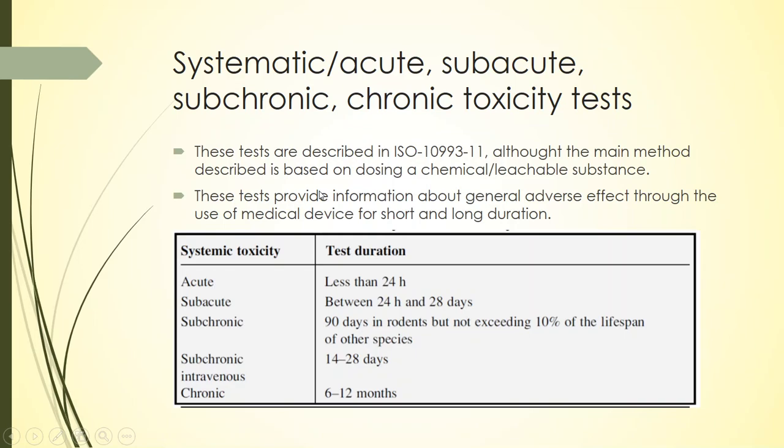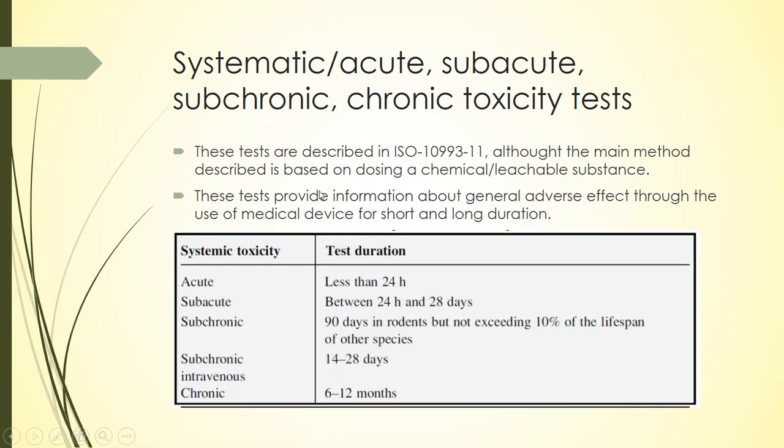So continuing our learning about various biocompatibility tests, let us move on to having an insight about the systemic or acute, subacute, subchronic and chronic toxicity tests, right? These tests are described in ISO 10993-11, and although the main method described is based on dosing of chemical and leachable substances, these tests provide substantial information about general adverse reactions or adverse effects through the use of a medical device for short and long duration.